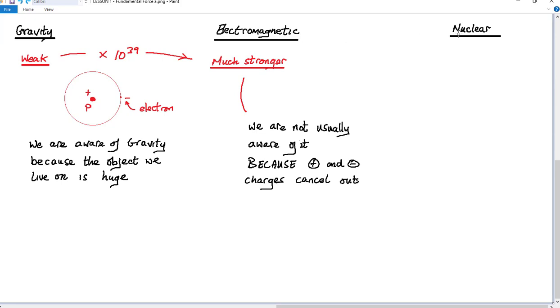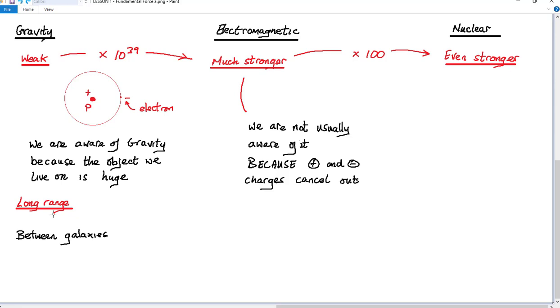Now, comparing the nuclear to the electromagnetic force, it's roughly 100 times stronger. So gravity is very weak, electromagnetism is much stronger, and the nuclear force is even stronger. Well, what about the ranges of these forces? The range of the gravitational force would be classed as a long-range force, although it depends upon the mass of the object that's generating the gravitational field. So, for example, the gravitational field produced by the Earth has much less range than the gravitational field produced by the Sun, which would have much less range than the gravitational field that is produced between galaxies.